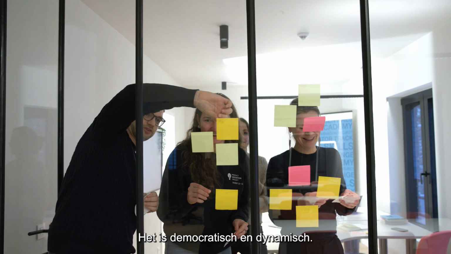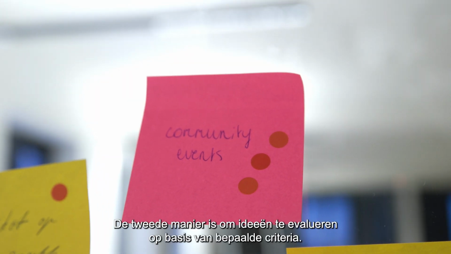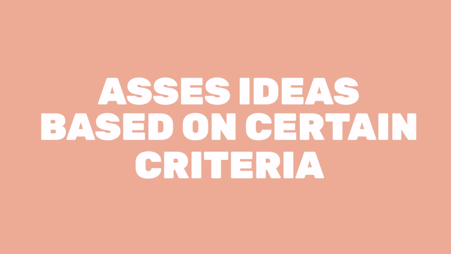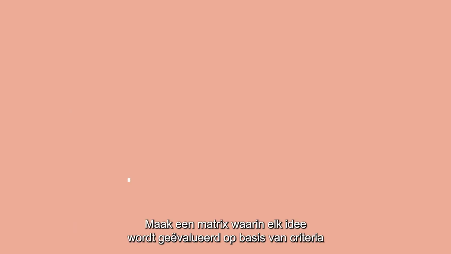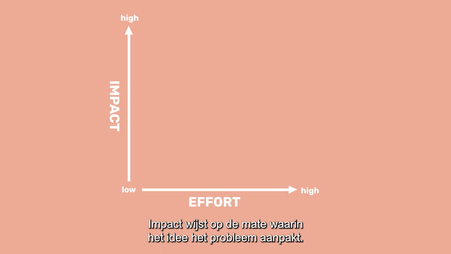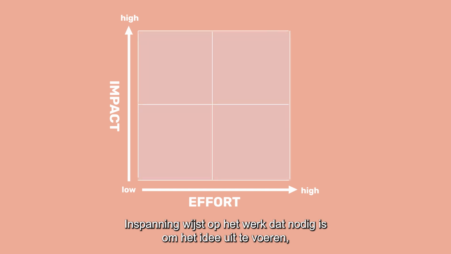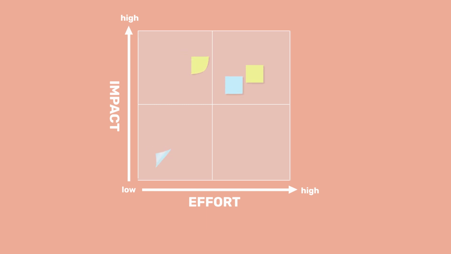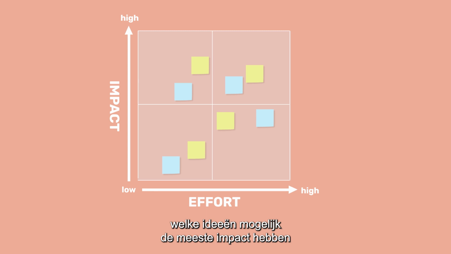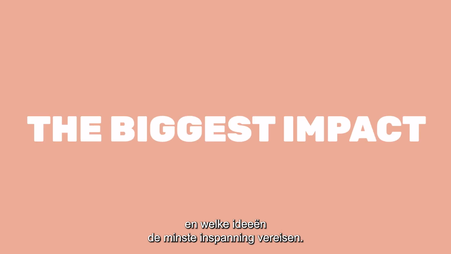It's democratic and dynamic. A second way is to assess ideas based on certain criteria. For example, create a matrix where each idea is evaluated against criteria such as impact versus effort. Impact refers to how much the idea addresses the problem, whereas effort is the work required to implement the idea, such as time and money. With the matrix, you can easily identify which ideas are likely to have the biggest impact and which ones require the least effort.